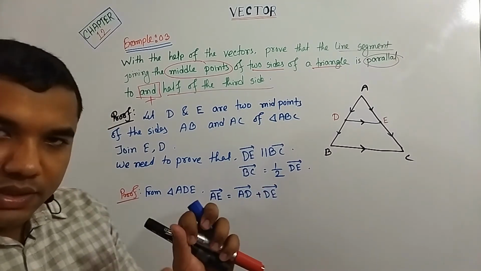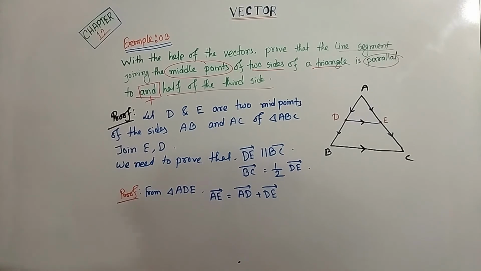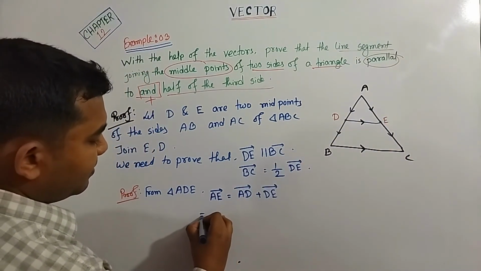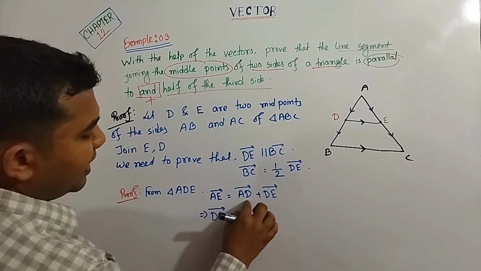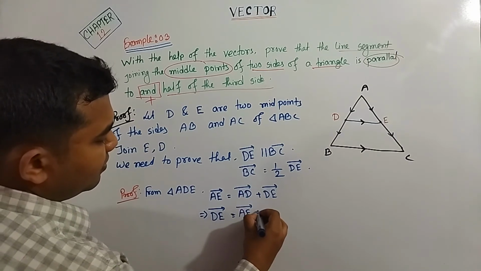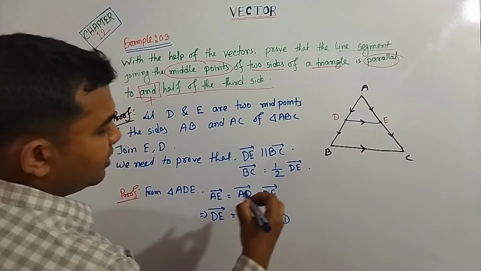Clear? Is there any confusion? I don't think so. Thank you very much. So here we can say that DE should be AE minus AD. Let us call it equation number 1.